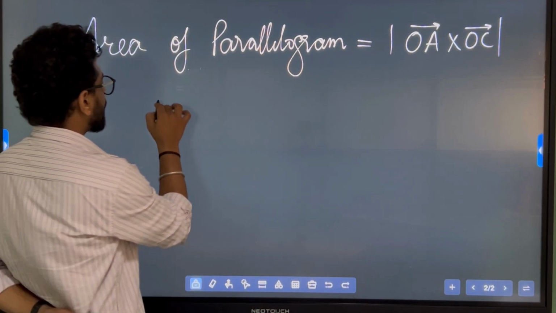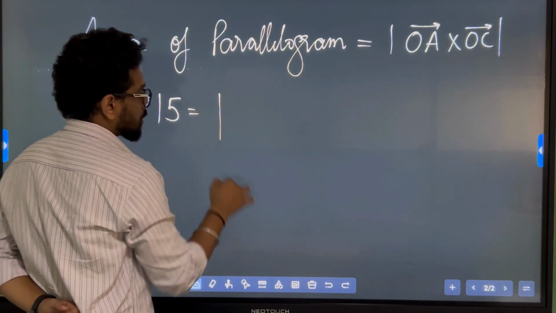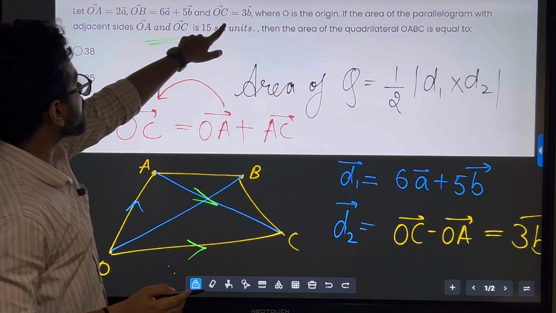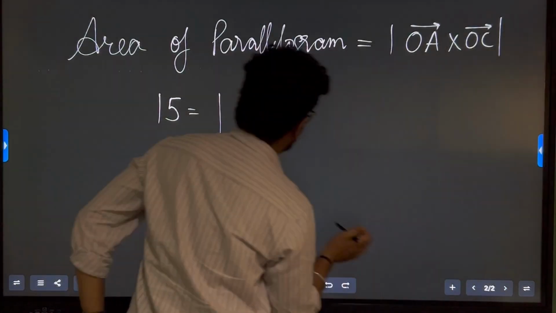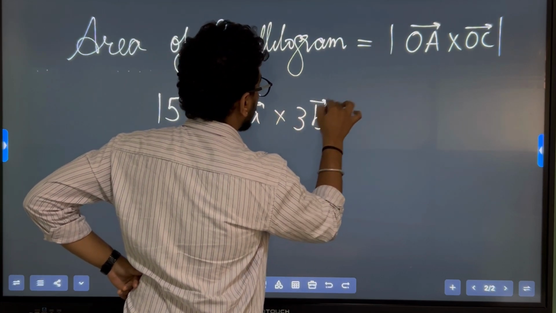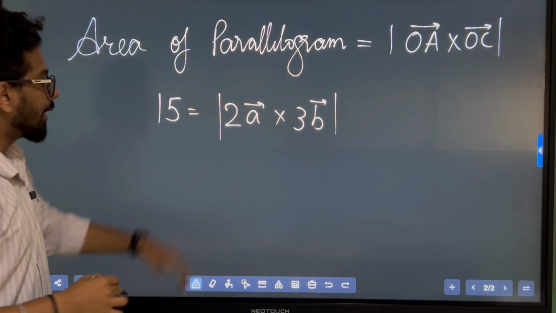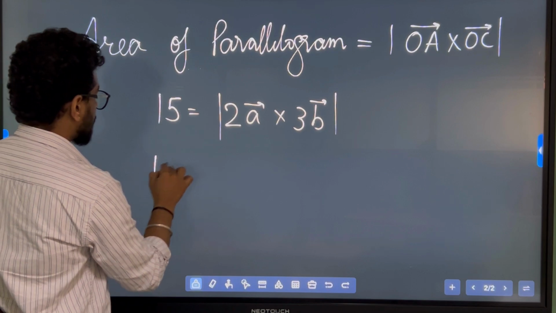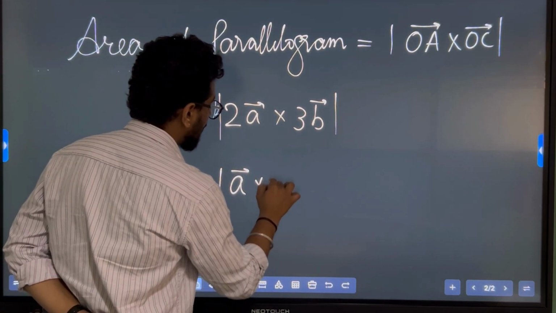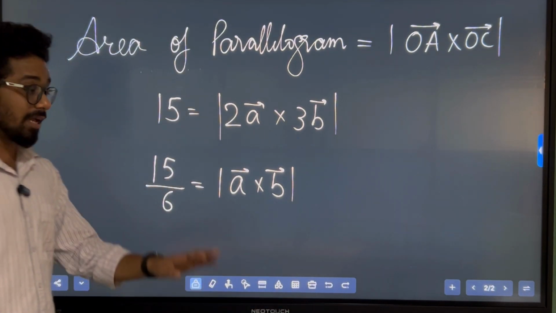What is OA, OC? Let's go back and check. OA is given as 2A, OC is given as 3B. 2A vector cross 3B vector. Here, we can directly say that this is 15 by 6, which is equal to the magnitude of A cross B. And we are near our answer.